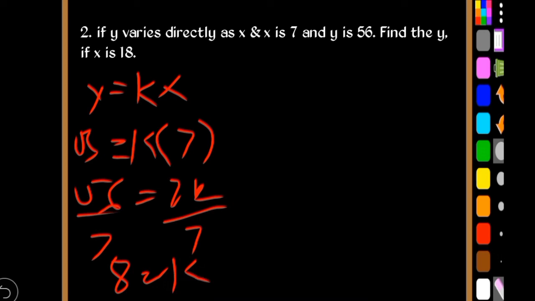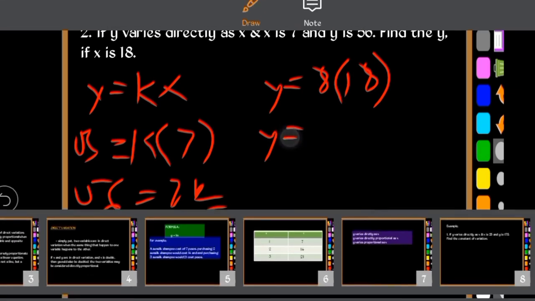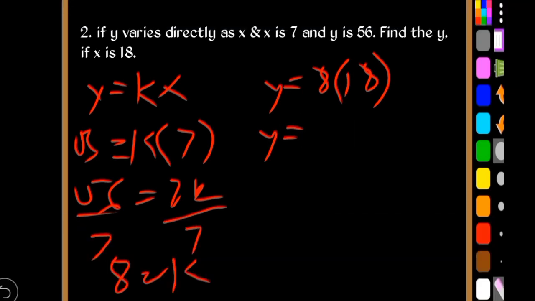So ang atong gipangita is ang y, if ang x na karon is 18. So y is equal to our k, which is 8, times our x, which is 18. So y is equal to 18 times 8, which is equal to 144. So that's all. Next.